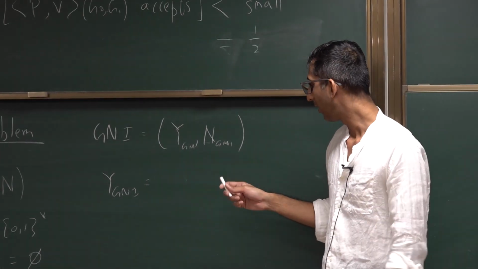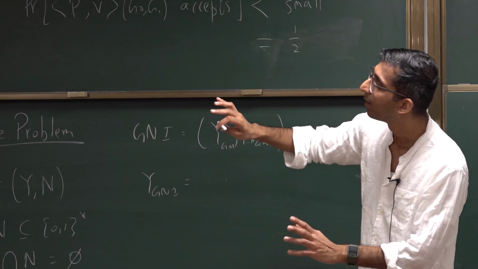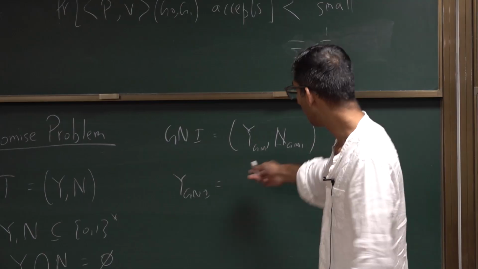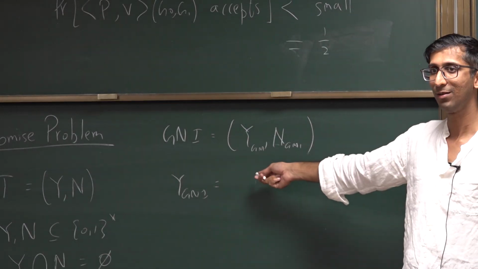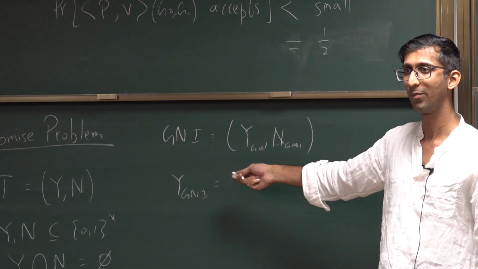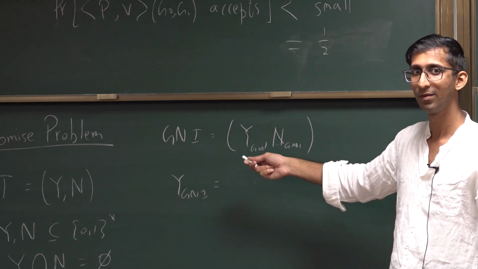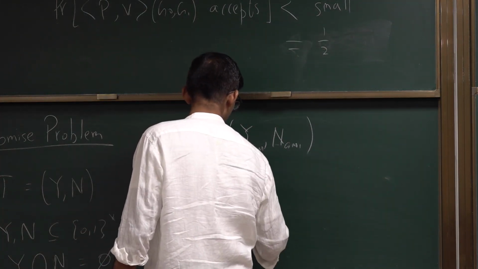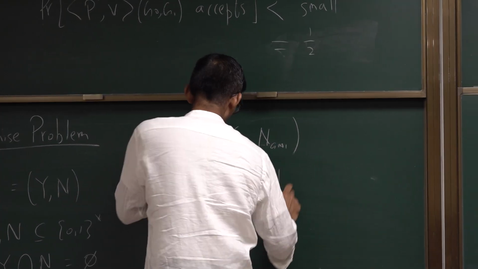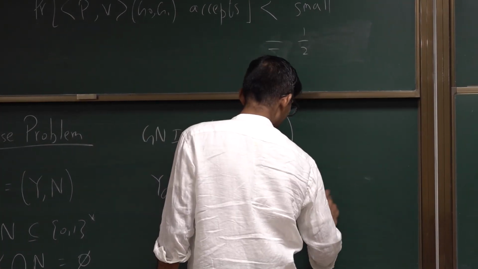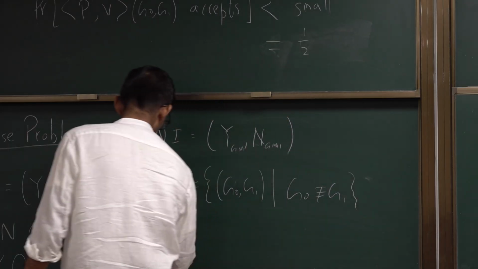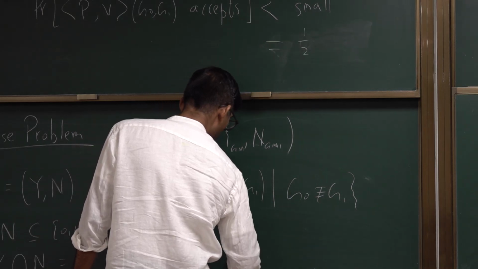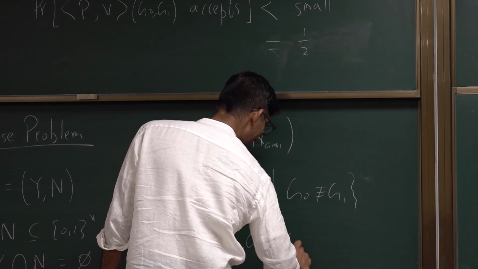So if I want to frame the graph non-isomorphism problem in this kind of language, what would the set Y be for this problem? Yeah, exactly. So this is going to be a set of graphs G0 and G1 such that they are not isomorphic. And similarly, the no set is going to be the set of pairs G0 and G1 that are isomorphic.